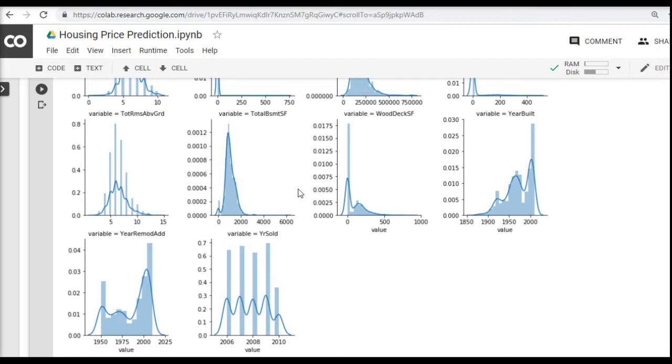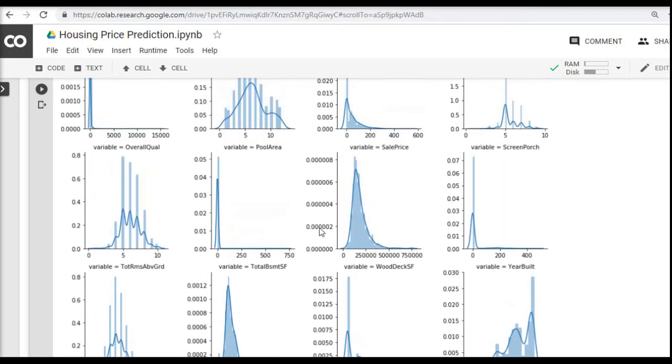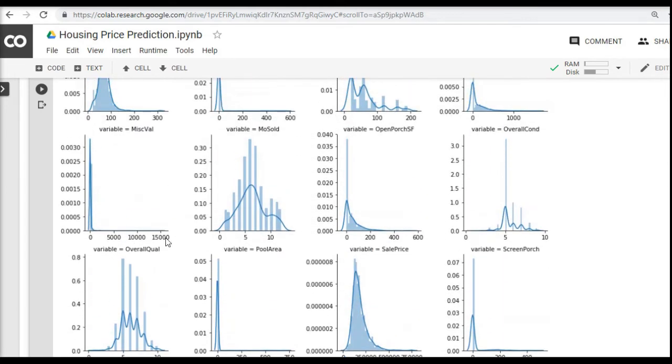Again, similarly, if you look at the overall quality column, this is not a continuous value. It has a value from 0 to 10, right? It's of course a numerical feature, but it doesn't behave like one. It's more similar to a categorical feature. So these are the few columns we will try to convert from numerical back to categorical.